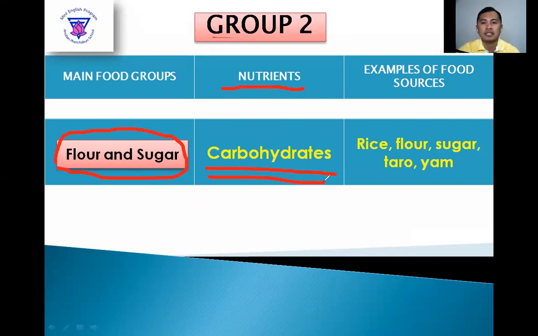And the examples of food sources: we have rice, flour, sugar. We have brown sugar, white sugar, taro, and yam. These are the examples of food sources. Again, the nutrient that flour and sugar give is carbohydrates. Now let's move on to the next slide.